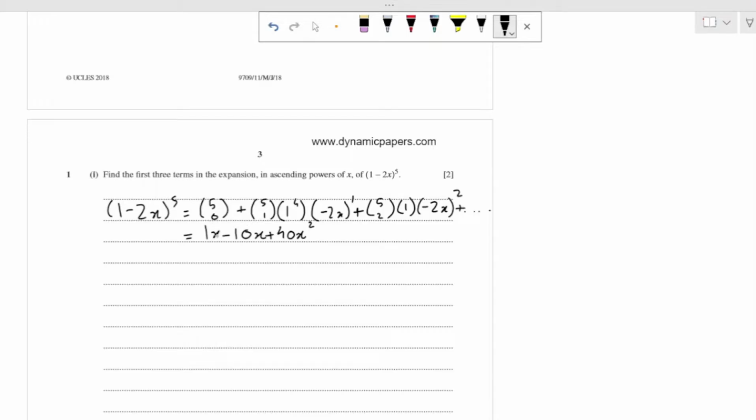You do need to know that this is also in ascending power of x, just that it is x raised to power 0, which is 1. Most of the students would go for a third term and they would completely ignore the 1. And so this is your final answer.